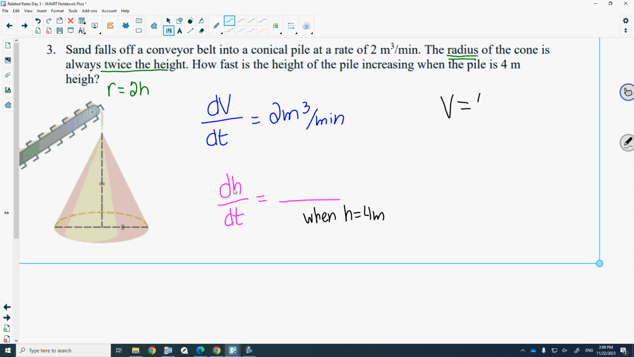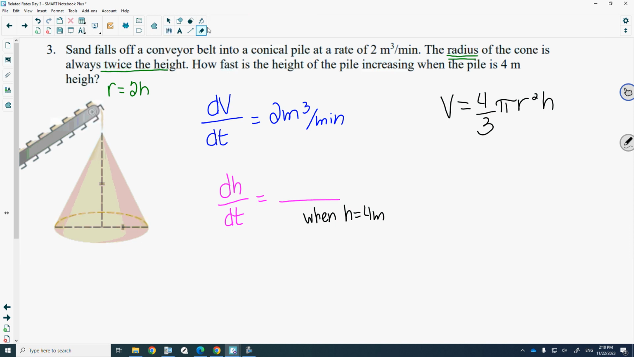Volume is equal to 4 over 3 pi r squared h. Okay, so far we're in good shape because, wait, is it? 1 over 3, thank you. 1 over 3 pi r squared h. Okay, so far I do have a formula that relates volume and height, which is good. So I want my equation. I need V in here, and I need h in here.